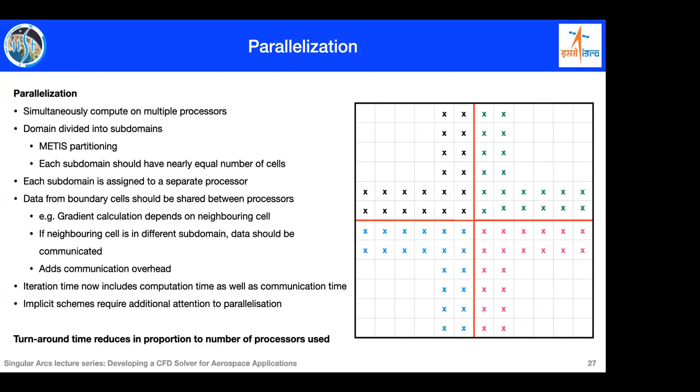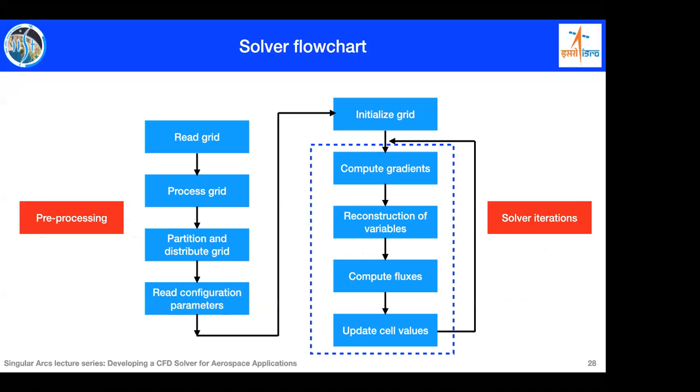So this also needs to be kept in mind. That's why for implicit scheme it is slightly more complex, but it is possible. And with this, the turnaround time of the simulation can be reduced drastically. But that also up to a level in which the communication time becomes more than your computation time. But that usually is never reached because the number of cells are very high.